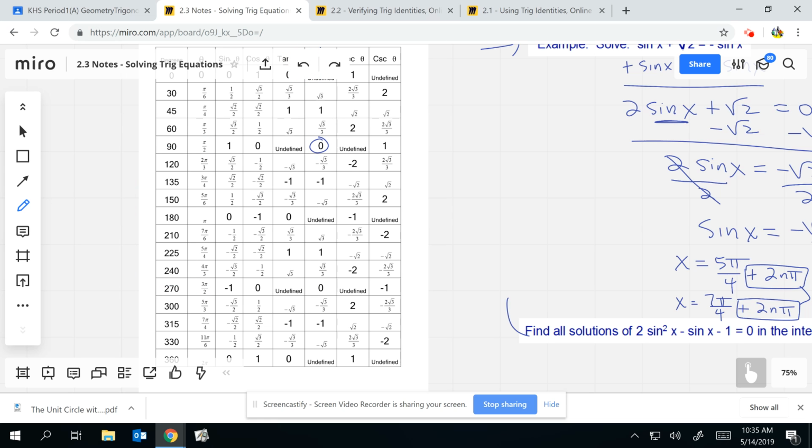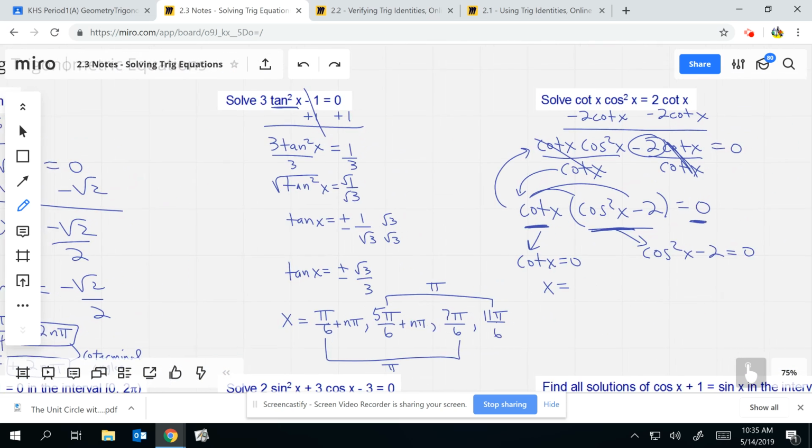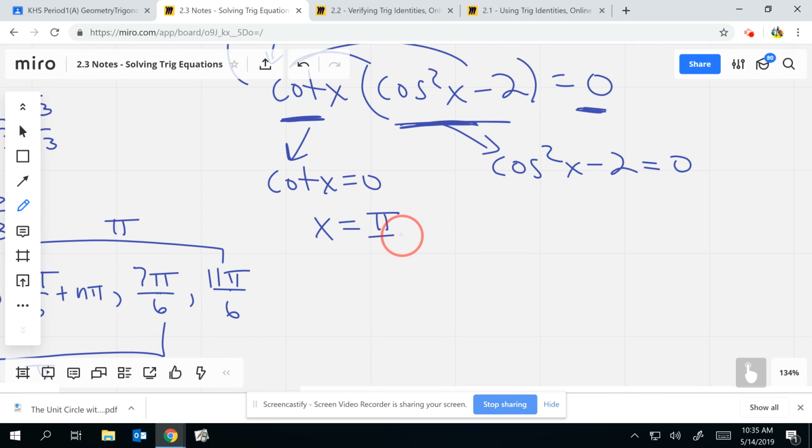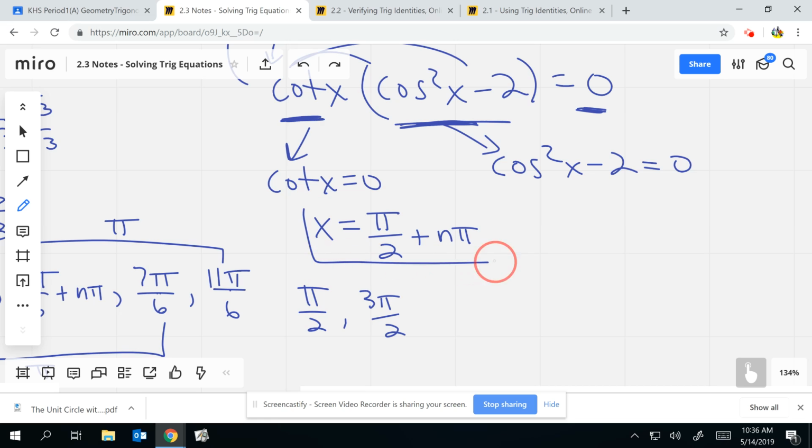So we have pi over 2 was one answer. So I could put pi over 2, and then I could put plus n pi. If I wanted to, I could write them both, pi over 2 and 3 pi over 2, and then I could put plus 2n pi next to both of them. It's not as good because it's more compact if you just wrote it like this. But you could write them both with 2n pi's next to them.